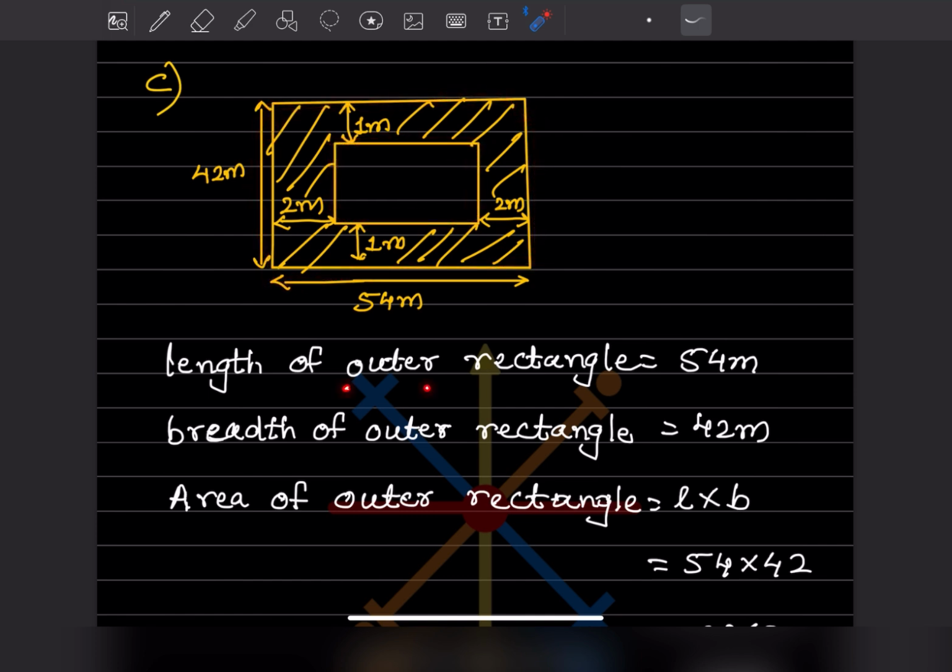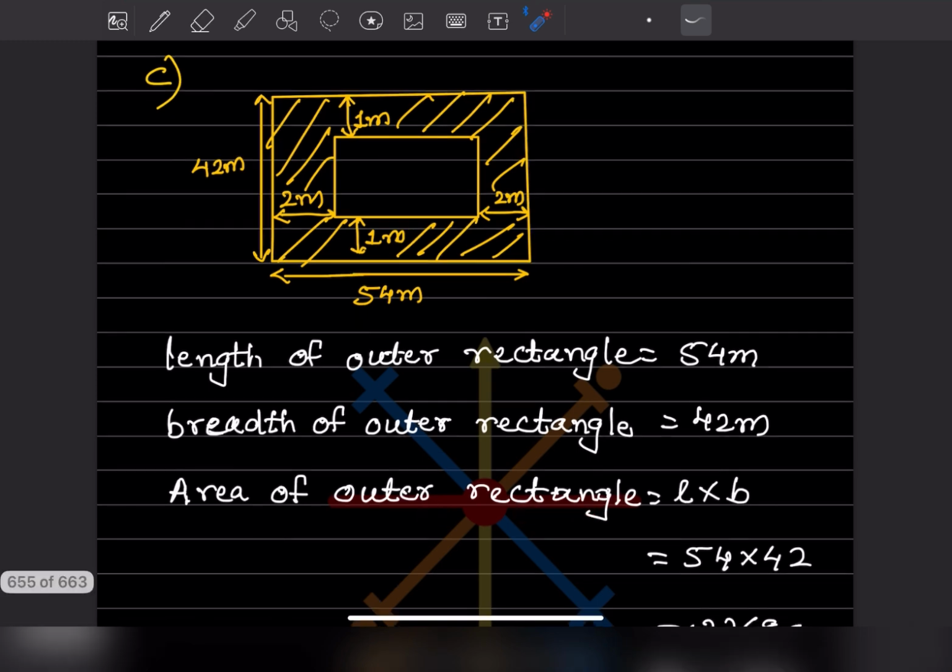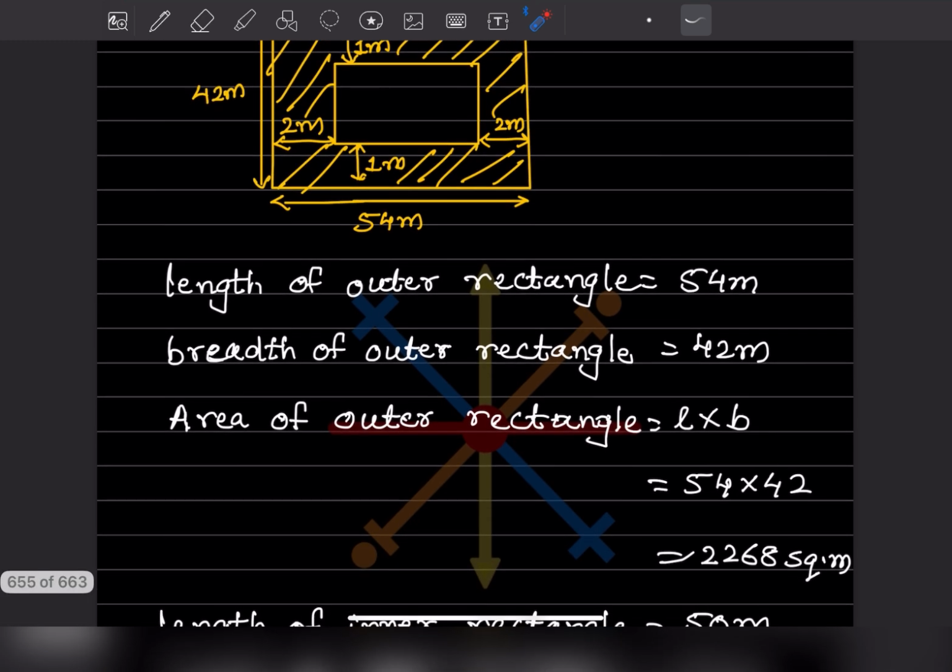So the length of the outer rectangle is 54 meters. The breadth of the outer rectangle is 42 meters. So the area of the outer rectangle will be length into breadth. So 54 into 42, that is going to be 2268 square meters.